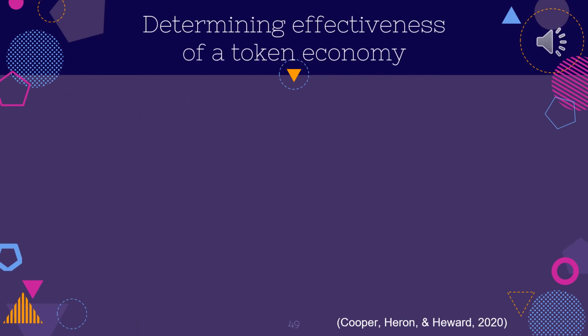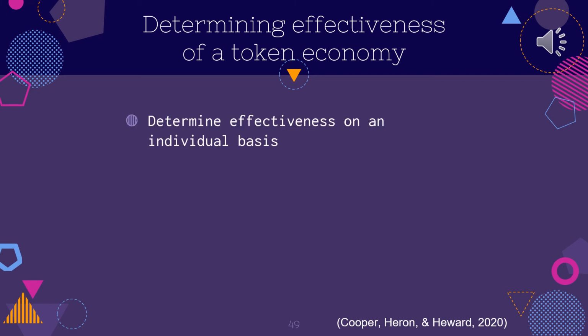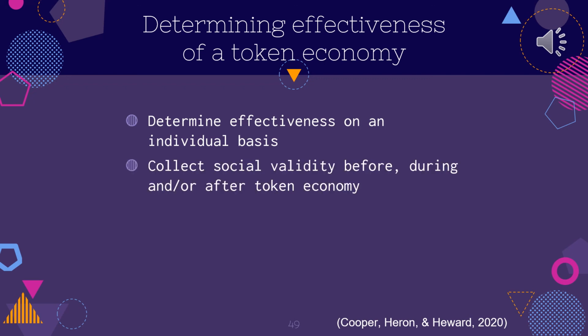You should also be determining the effectiveness of your token economy. This should be done on an individual basis. If you are implementing this with a group of students, it is not appropriate to allow some students to continue with an ineffective intervention just because it is working for other students. One way to determine the effectiveness is to collect social validity data before, during, and/or after the token economy.